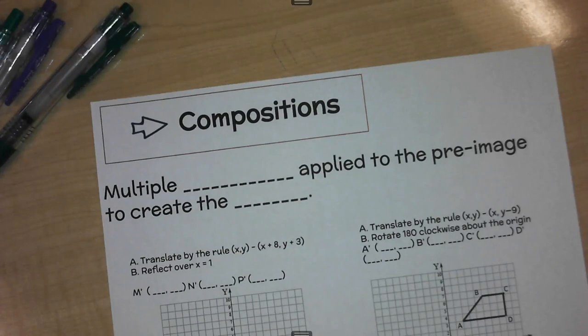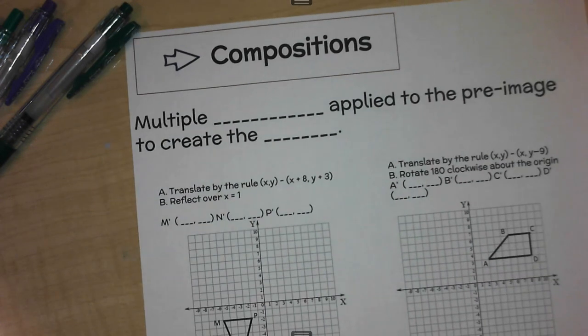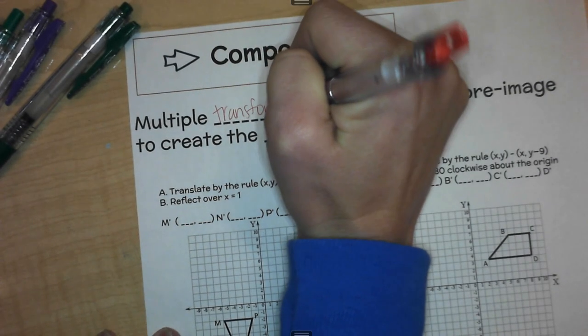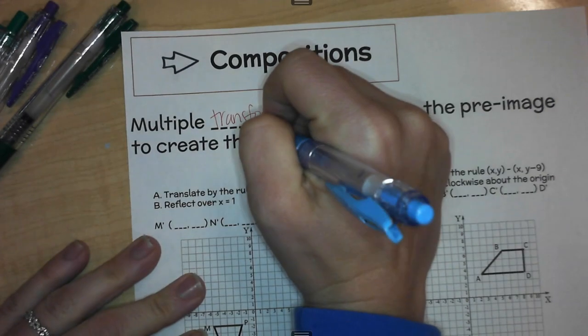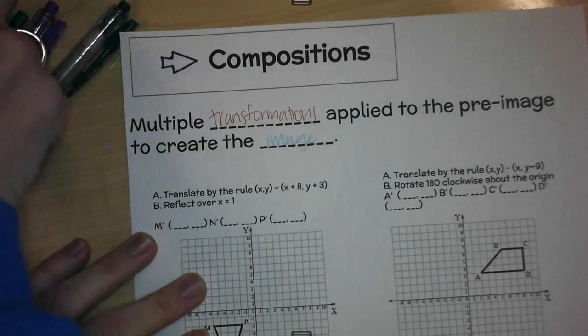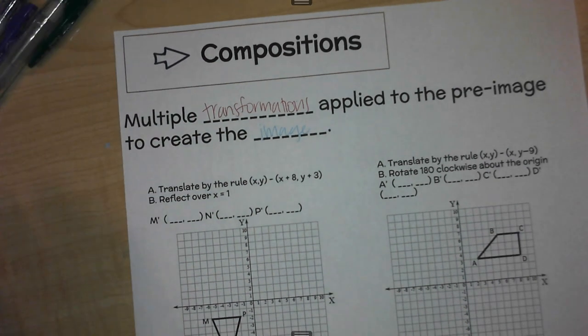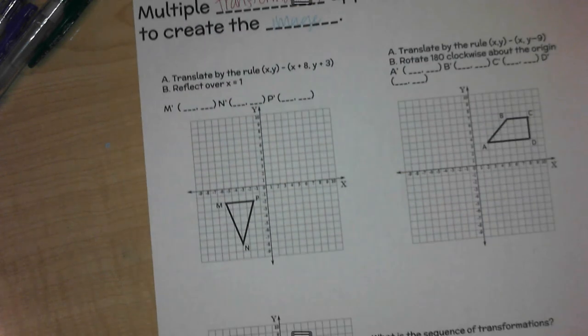Let's put everything we learned about transformations together into what we call composition transformations. These are just going to be multiple transformations applied to the pre-image to create the image. That's it. So we're going to be doing some rotations, some reflections, some translations, maybe even some dilations, all to the same pre-image. Okay? So let's look at this.